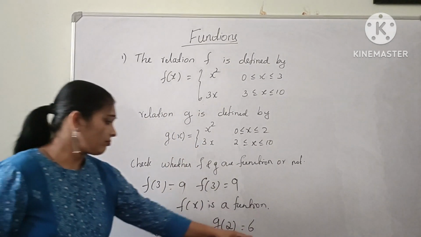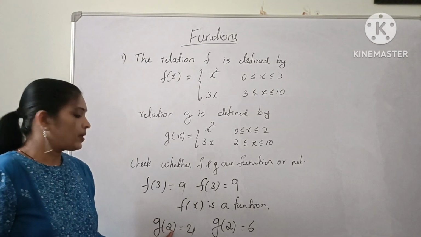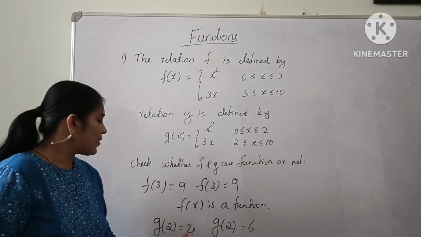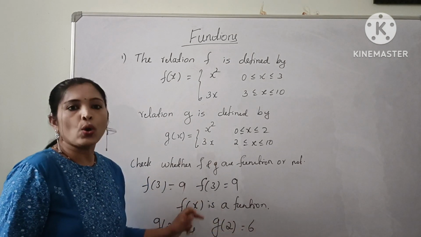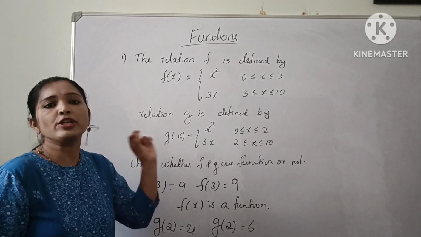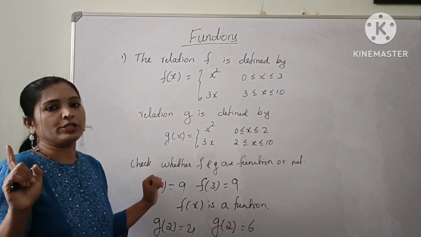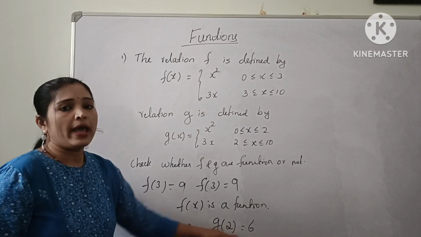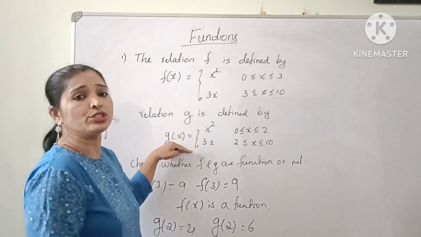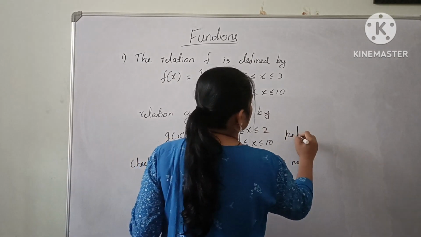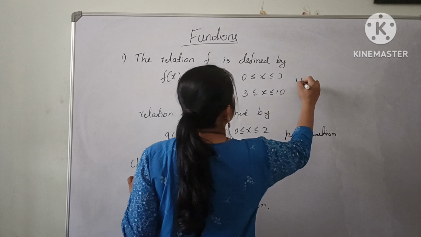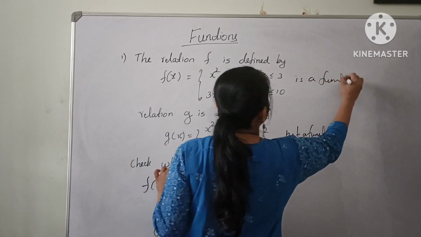See here, the element 2 from the domain has two images, that is 4 and 6. So it's not a function. What is the function definition? Every element of the domain should have exactly one image, right? So here element 2 has two images, therefore the given relation g of x is not a function. It's not a function. f of x is a function.